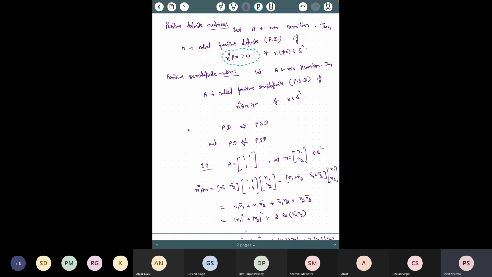Greater than 0 means implicitly we are assuming that x star Ax is real. Then only you can say x star Ax is greater than or less than 0. The ordering is defined only in the real numbers. So we are assuming that x star Ax is real. And saying that x star Ax is real for every x is equivalent to saying that A is Hermitian. So this assumption is actually redundant.